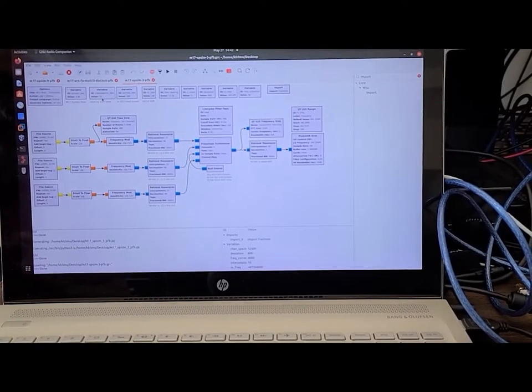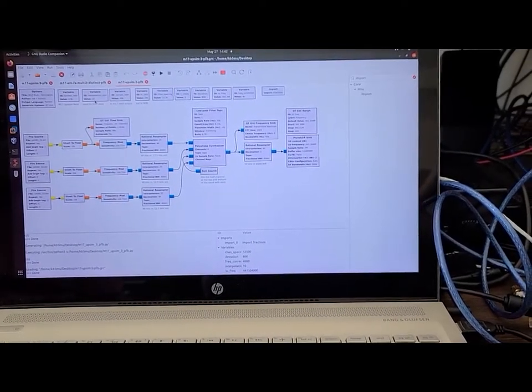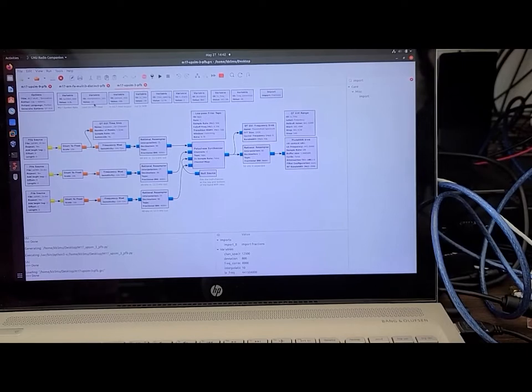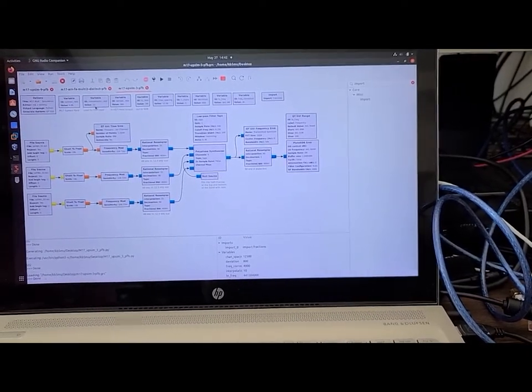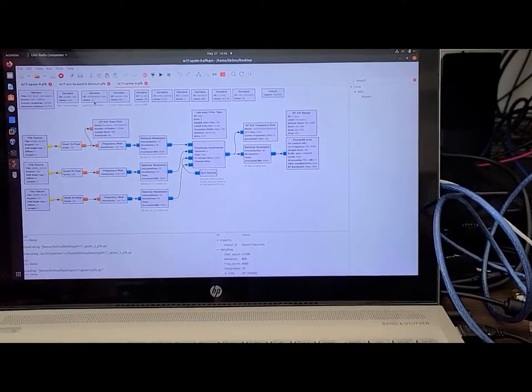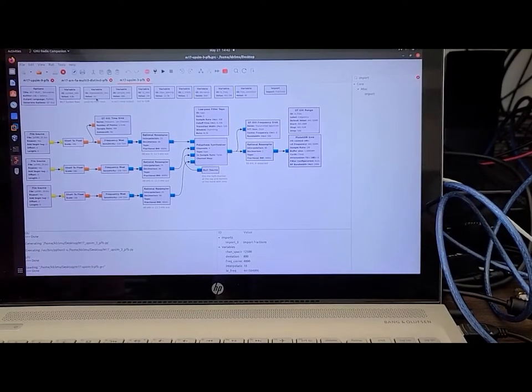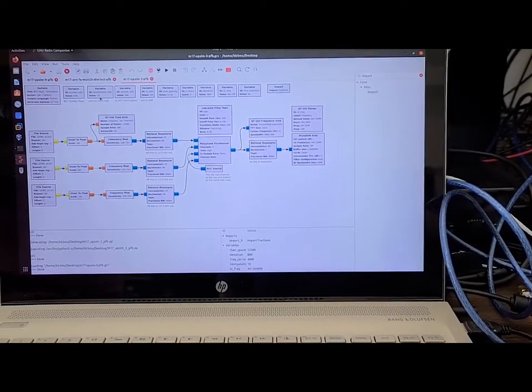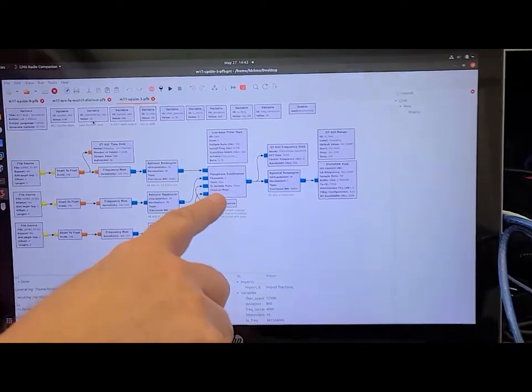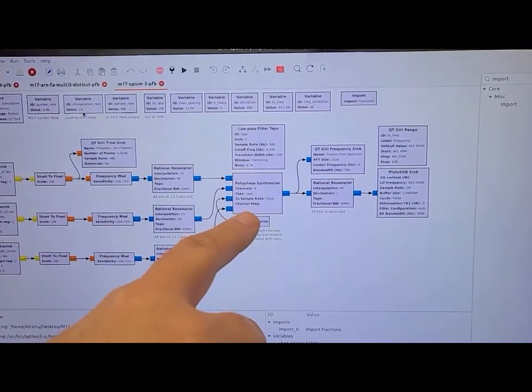Here we have a new version of the three-channel uplink simulator. This time we're using the polyphase synthesizer block to combine the signals.